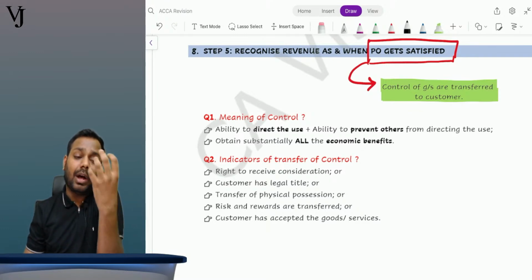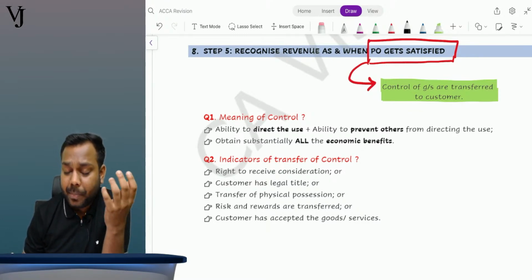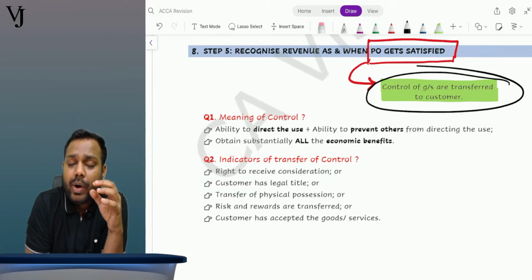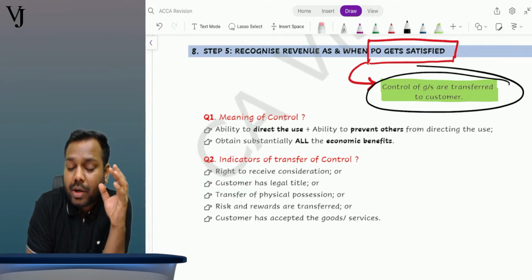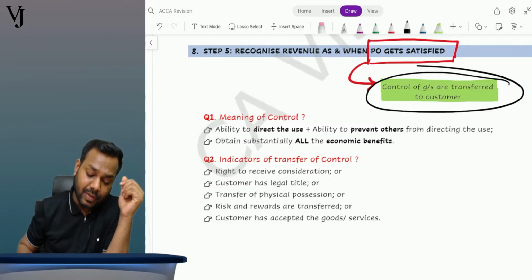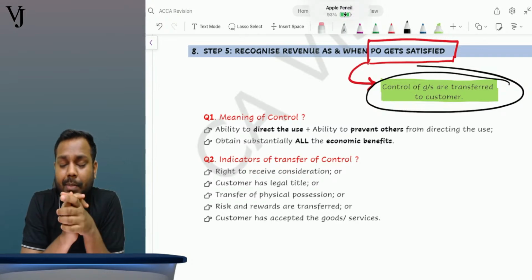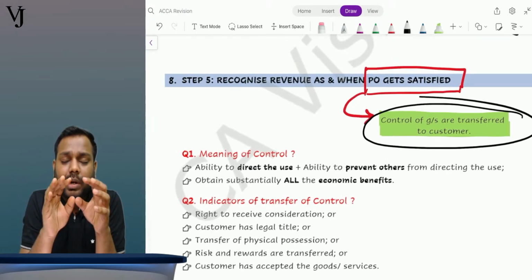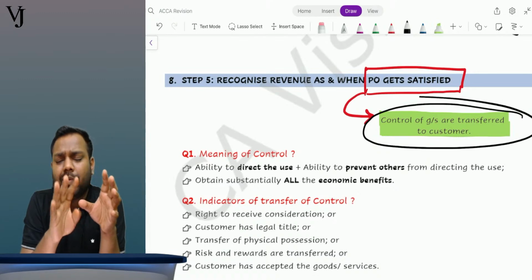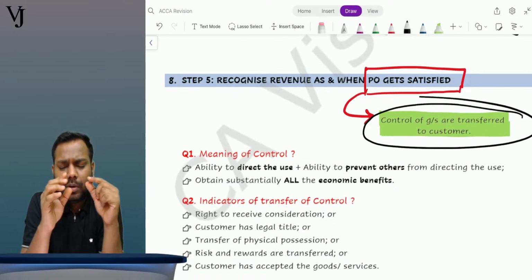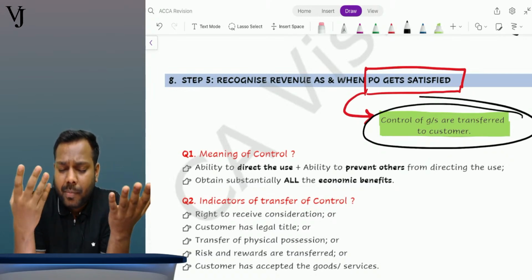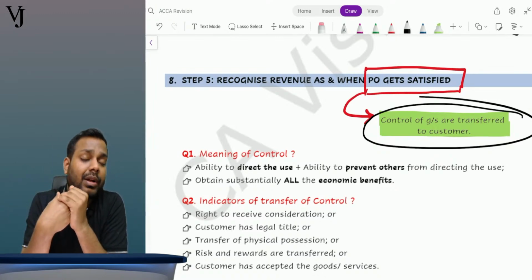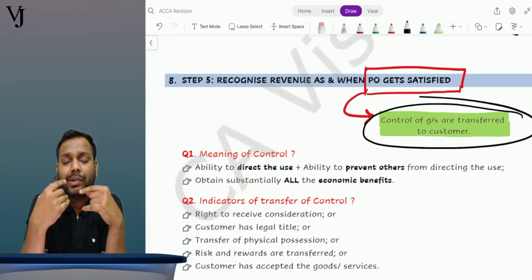But the question that comes up here is how to identify if the control is transferred or not. As per IFRS 15, recognize revenue when the performance obligation gets satisfied. When does the performance obligation get satisfied? When the control gets transferred. So for that, we need to understand the meaning of control.